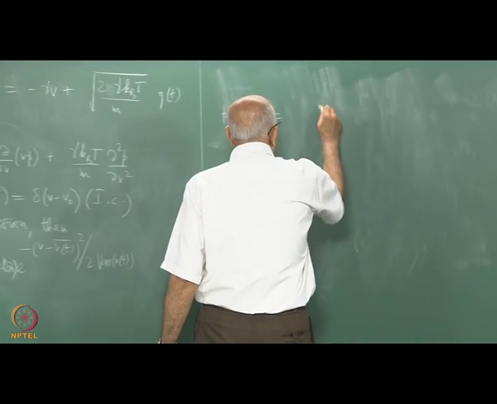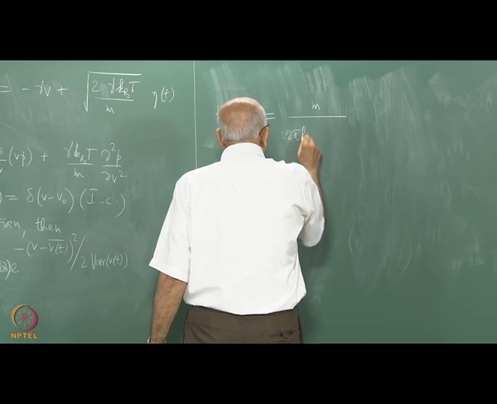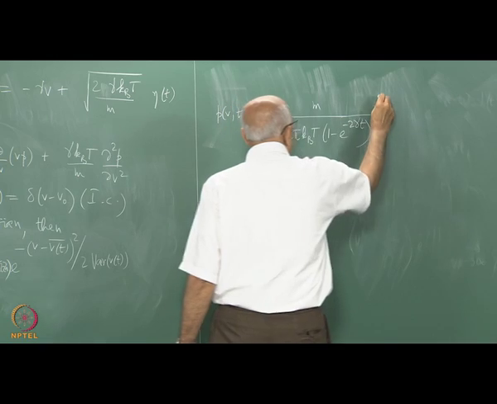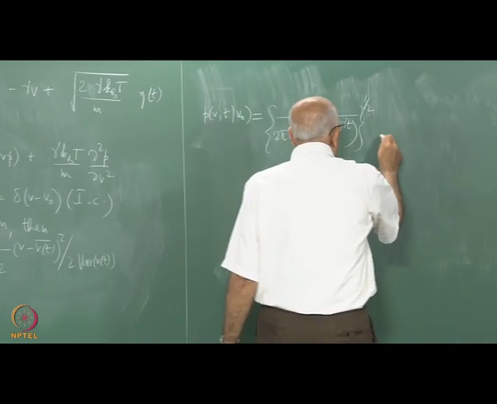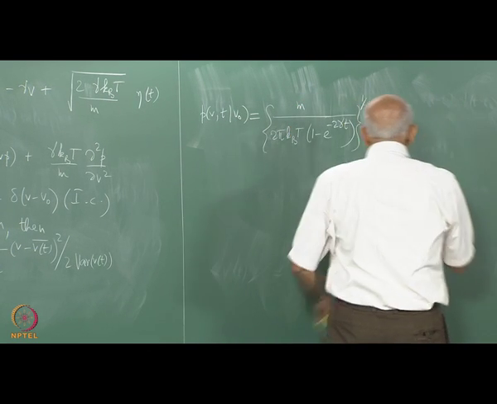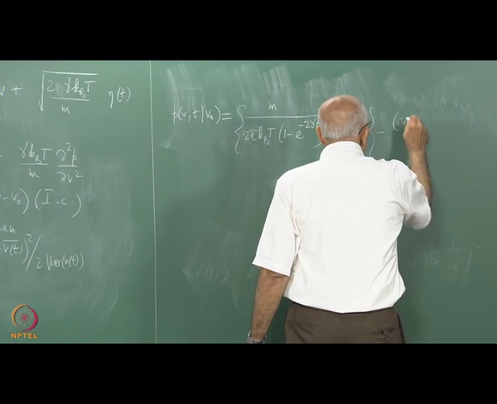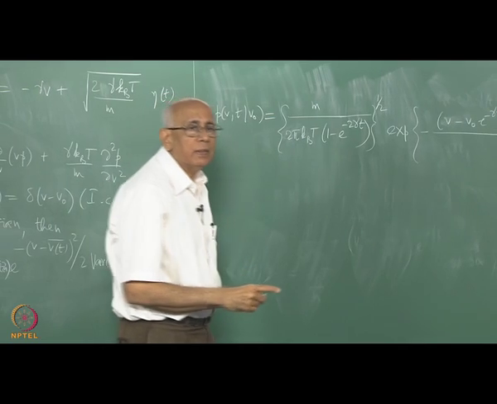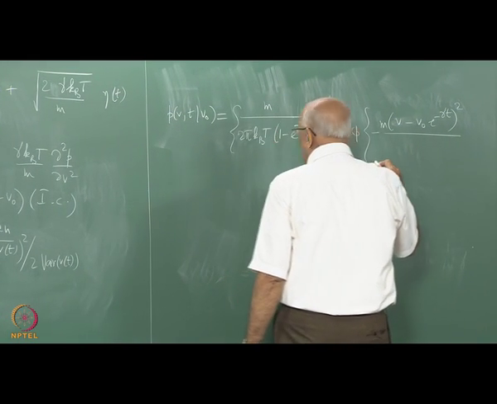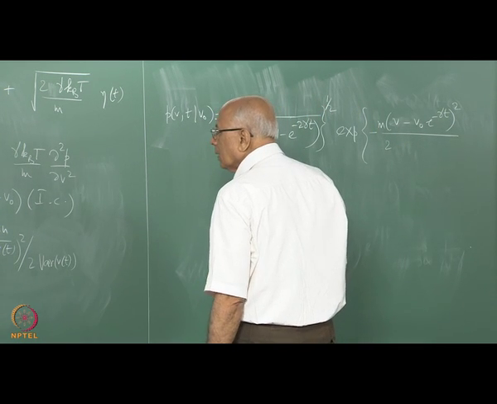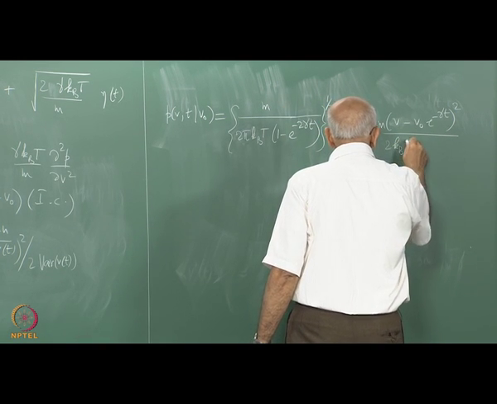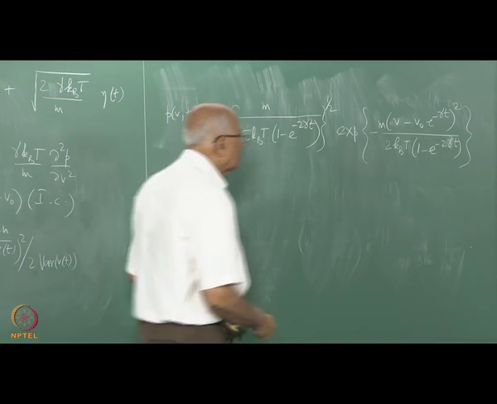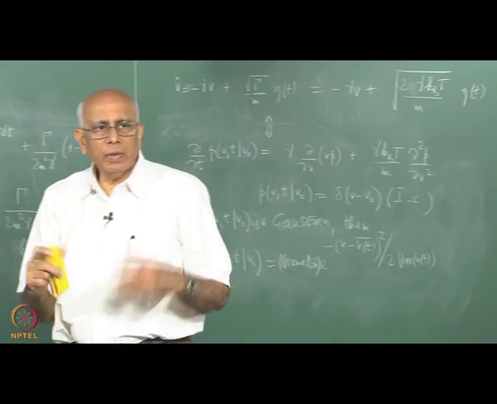So it is equal to m over 2 pi k Boltzmann T, 1 minus e to the minus 2 gamma t, this guy here, and the whole thing is to the power a half, 1 over square root of 2 pi sigma squared, and then e to the power exponent minus x minus v minus v naught e to the minus gamma t, that is the mean, squared, divided by 2 sigma squared, and that is minus m, and then there is a 2 sigma squared, which is 2 kT times 1 minus e to the minus 2 gamma t. Looks complicated, but it is actually very simple in structure.